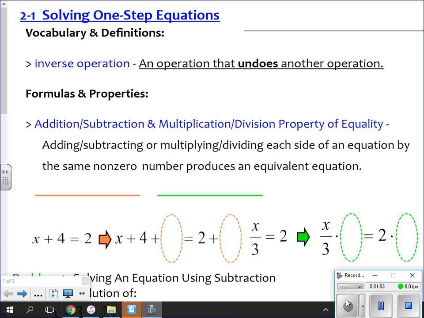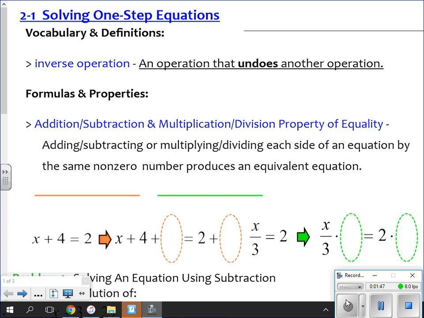The addition, subtraction, multiplication, division property of equality: adding, subtracting, multiplying or dividing each side of an equation by the same non-zero number produces an equivalent equation. What this says is, whatever I do to one side of the equation, if I do the same thing to the other side, they maintain balance. When you have an equation, this side is equal to this side. If I do something to one side only, I'm no longer equal. I must do it to both sides.